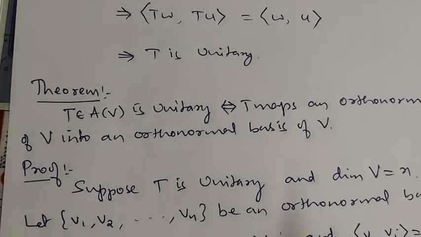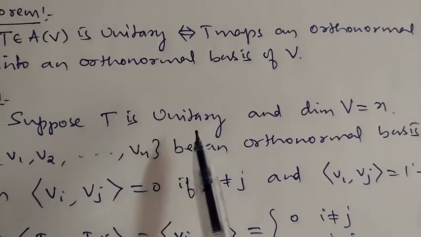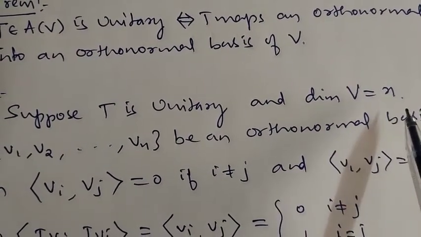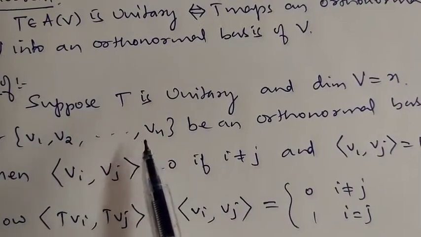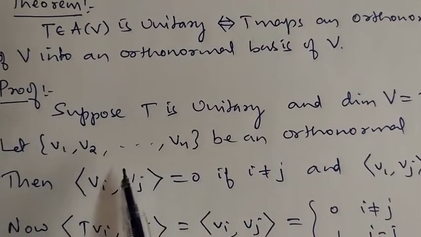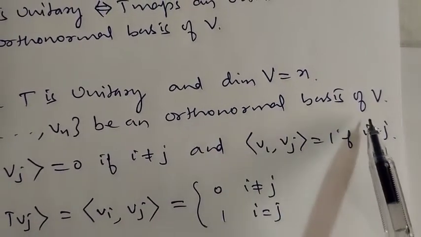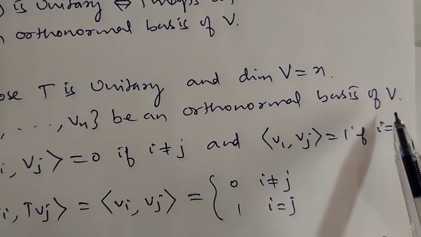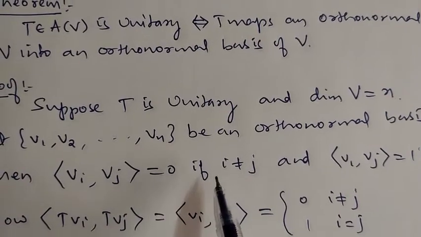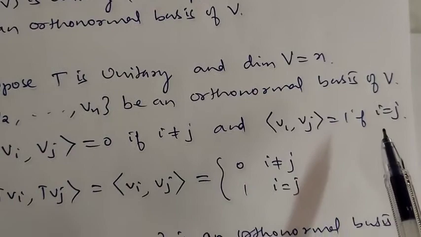Okay, first let us assume that T is a unitary transformation, and assume that the dimension of the vector space is n. Let you know that every inner product space has an orthonormal basis. Therefore I'll take v1, v2, etc., vn to be an orthonormal basis of the inner product space V. This is an orthonormal basis means what? Inner product of vi, vj is 0 if i is not equal to j, and is 1 if i is equal to j.